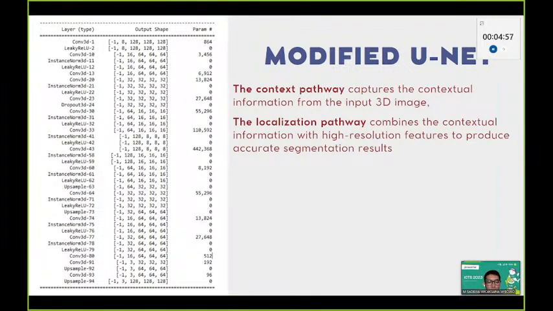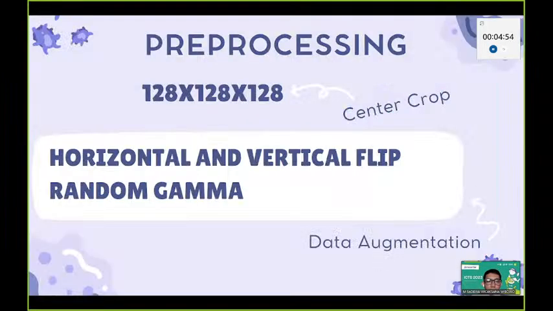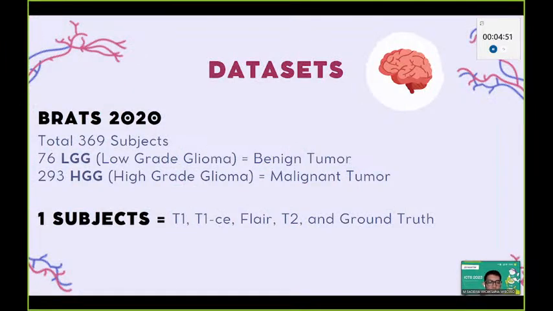Okay, thank you for the question. The first one is BraTS. The dataset is BraTS 2020, which has 369 subjects divided into two parts, LGG and HGG. LGG is low-grade glioma, or you can call it a benign tumor, with a total of 76, and HGG is high-grade glioma, or malignant tumor, with a total of 293.